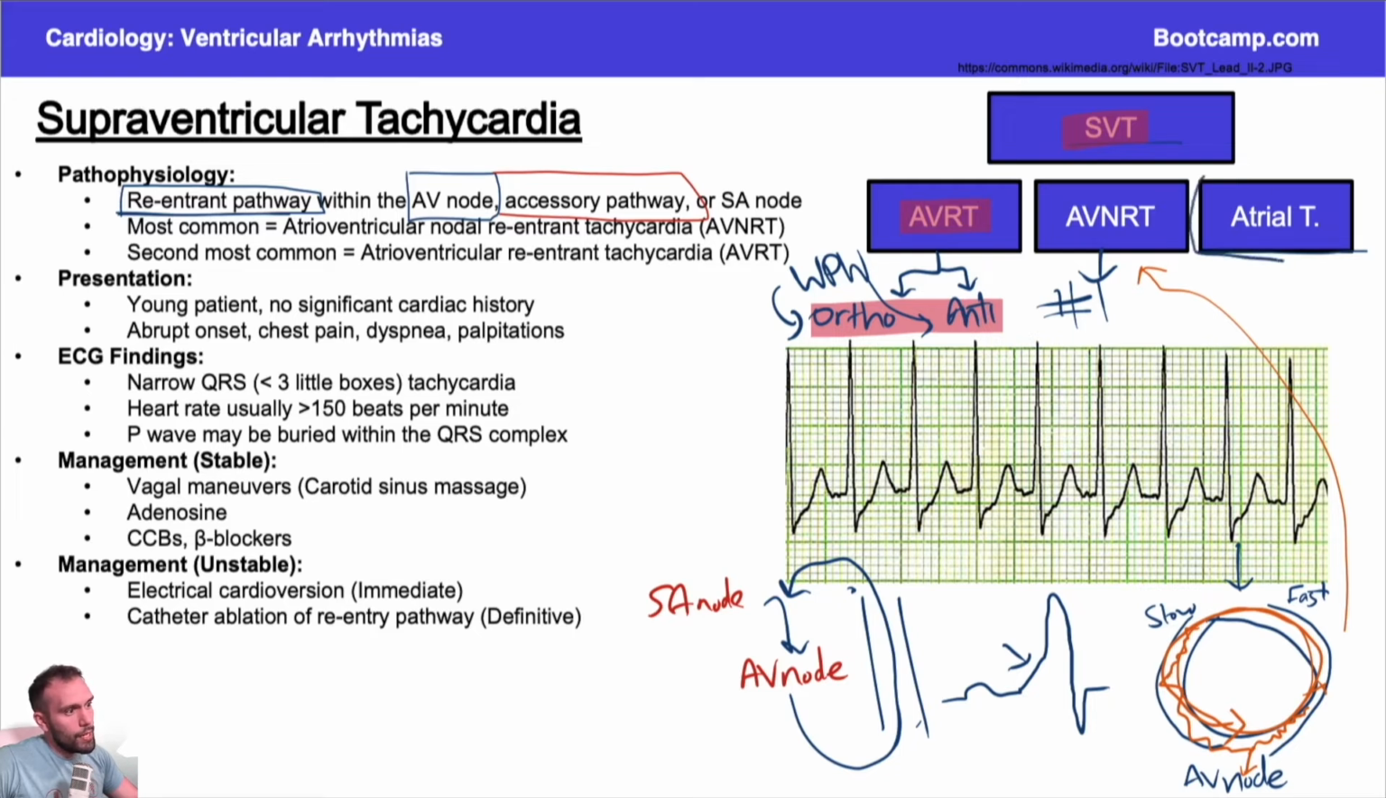And then finally, we have atrial tachycardias, which don't really get tested as often for Step 1, but just for completeness's sake, I've included it here. Now, going back to SVT. When SVT usually gets tested, it's going to look something like this.